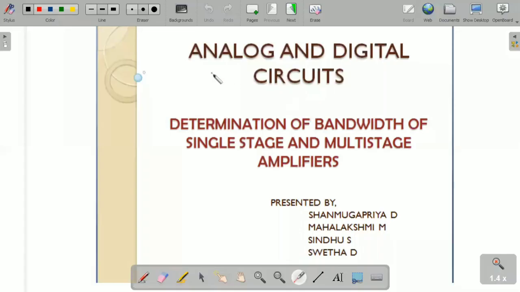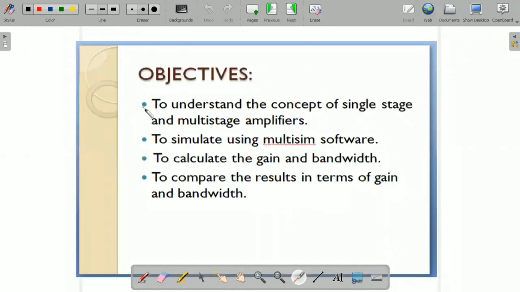Hello everyone. In this video, on behalf of my team members, I would like to present an experiment in analog and digital circuits. The presentation is about determination of bandwidth of single stage and multi-stage amplifiers. The objective of the presentation is to understand the concept of single stage and multi-stage amplifiers, to simulate using Multisim software, to calculate the gain and bandwidth.